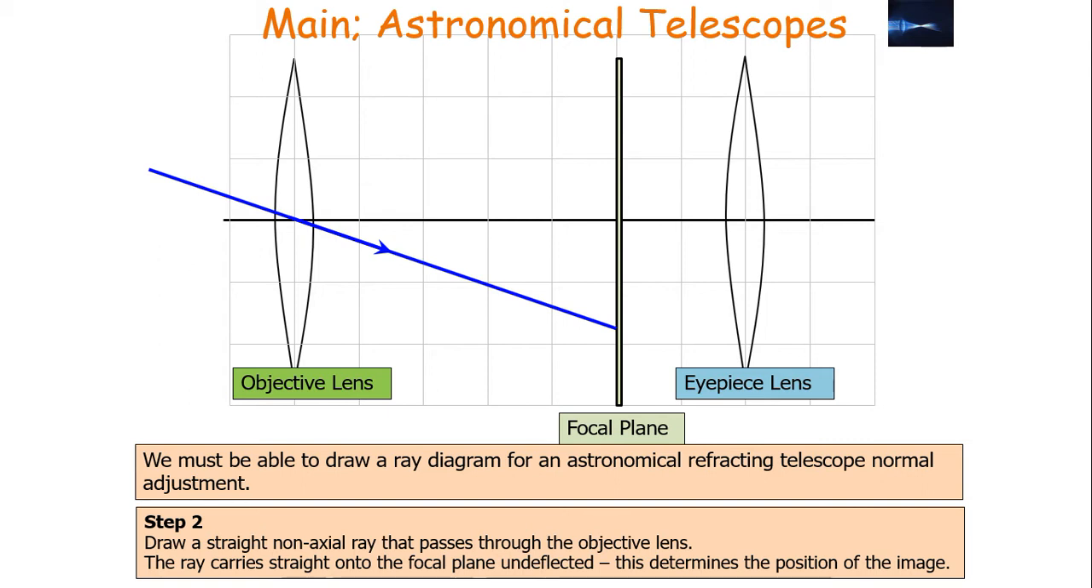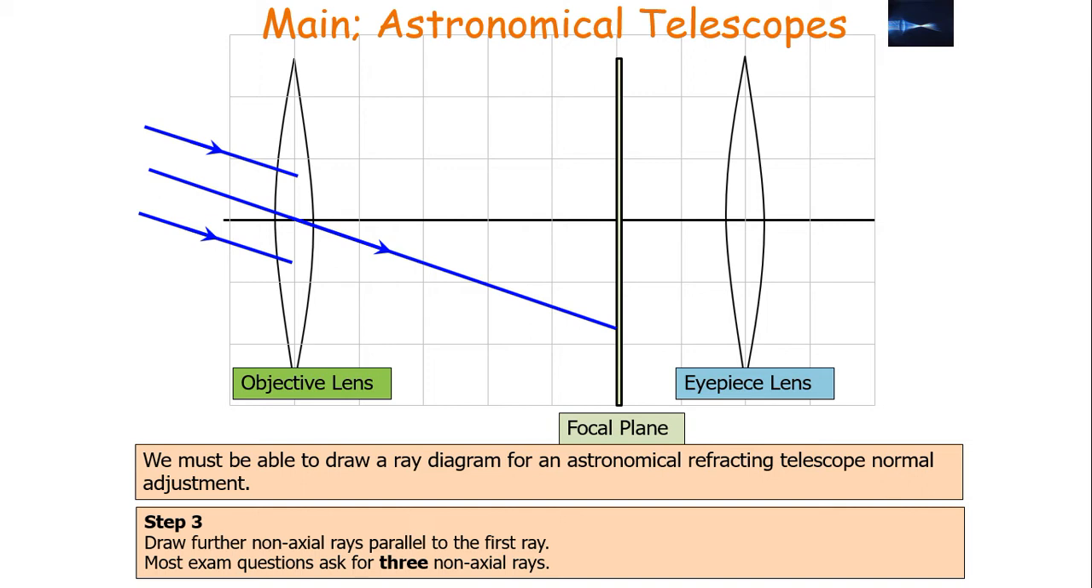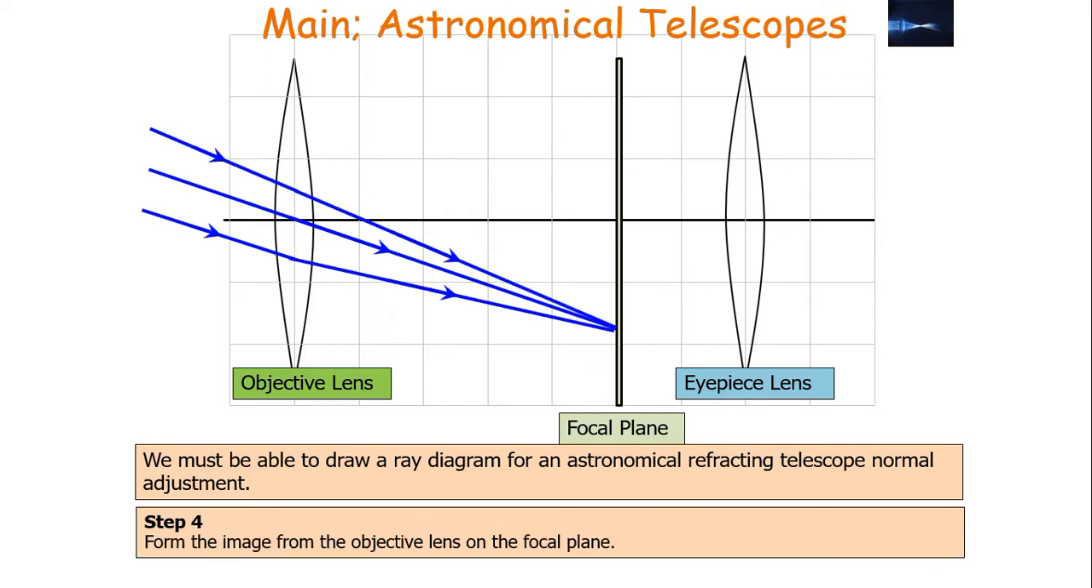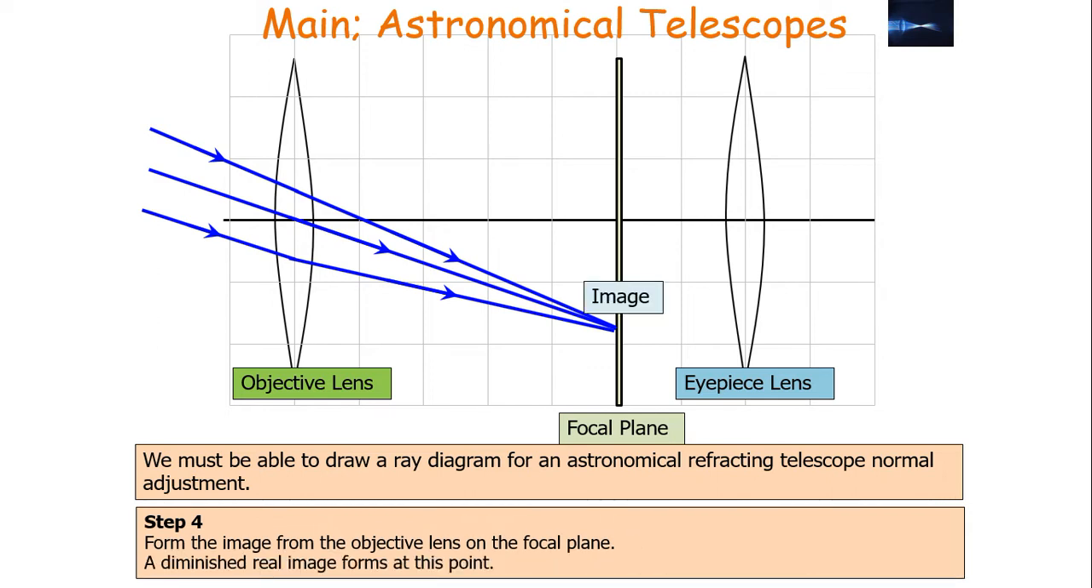us to determine the position of the image, because then we draw two further non-axial rays, because you tend to find that most exam questions will ask you to draw the diagram for three non-axial rays. Remember, they are parallel with each other because they've travelled from a great distance from another star or galaxy, but they're not parallel with the actual axis, which gives the name non-axial rays. These rays must converge on the focal plane at the same position as that undeflected ray, so it allows us to draw the image in for that particular objective lens. So our image is formed on the focal plane. This is a diminished and real image.